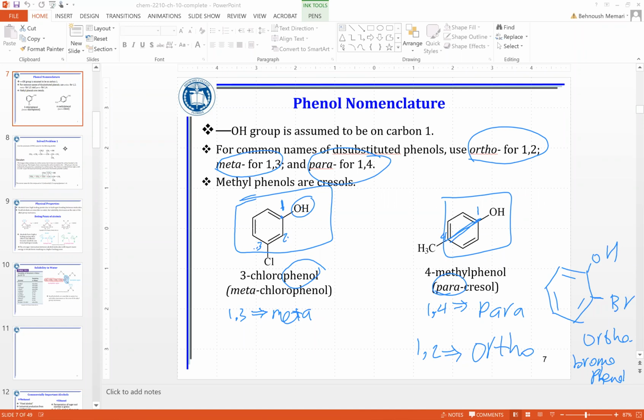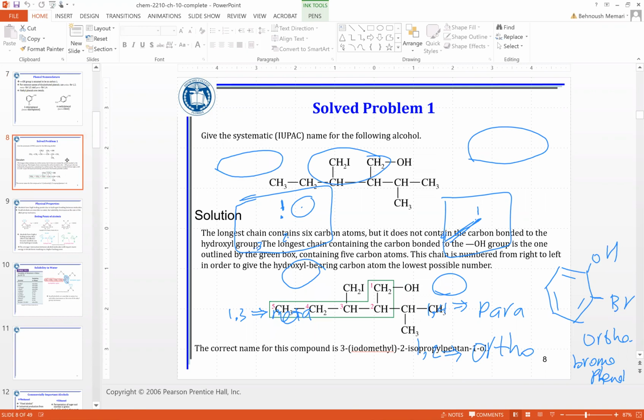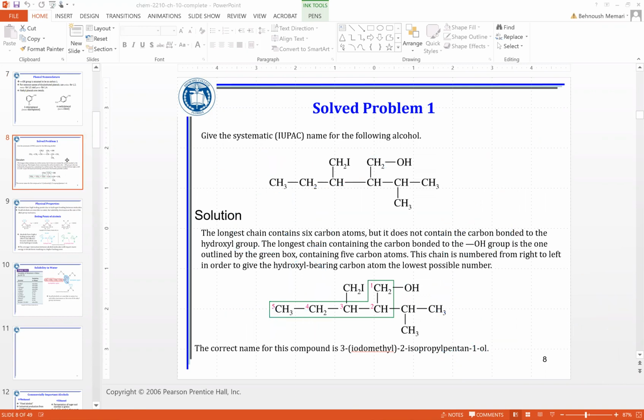Okay, any questions? That works for all rings or just benzene rings? Benzene ring. That's only for aromatic compounds, or benzene ring.